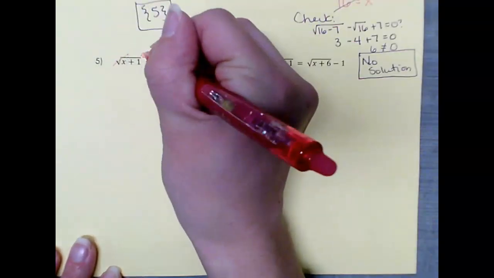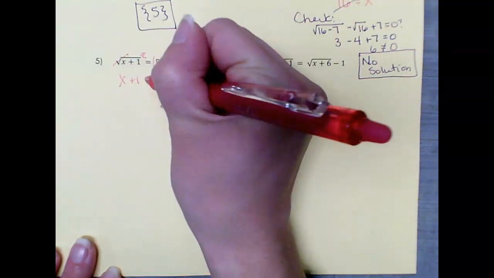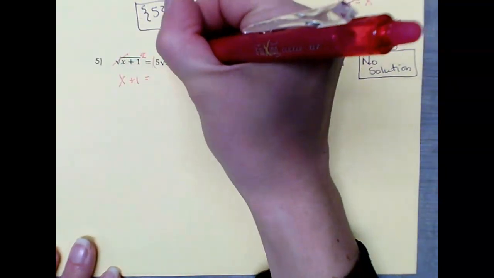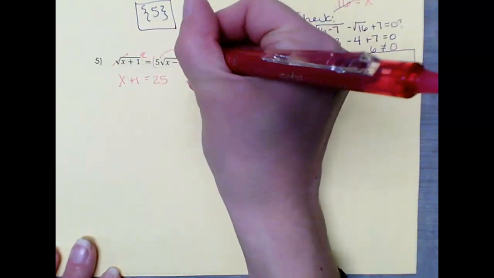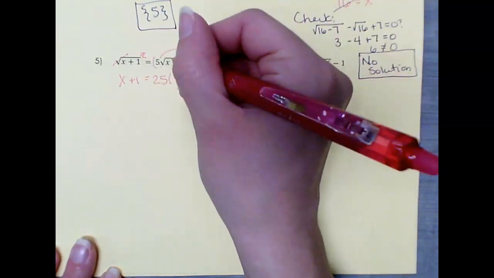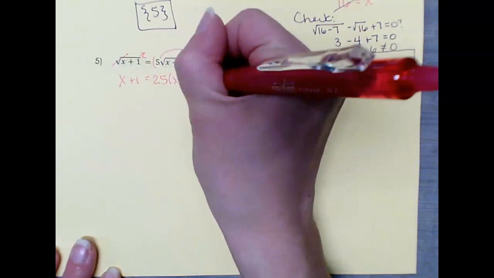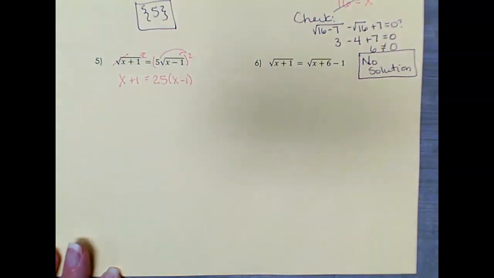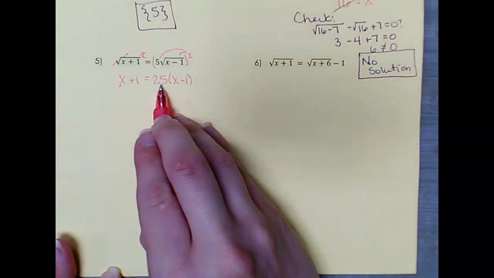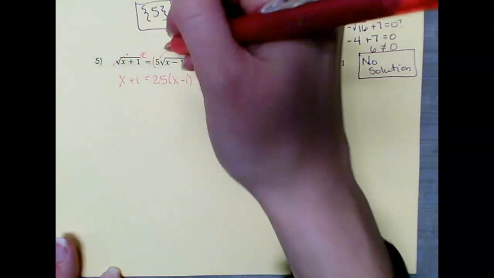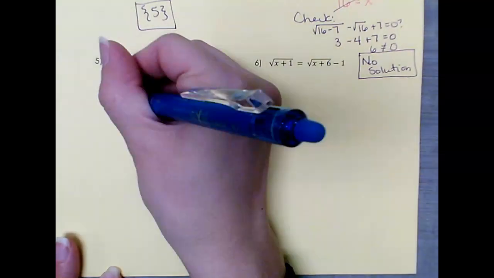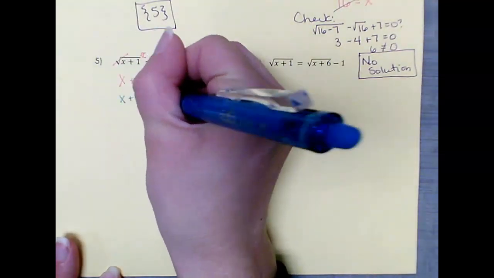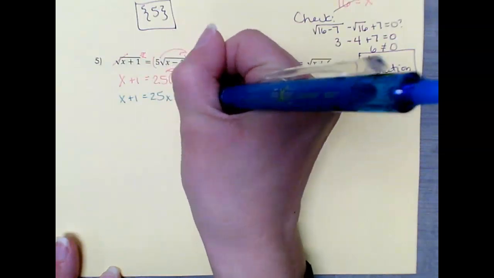That will get rid of the radical here, and I'll have x plus 1. And if I square 5, then I get 25. If I square the square root of x minus 1, then I get x minus 1. Oh, this looks great. What do you do when you have a number out in front of parentheses? You distribute. So I have x plus 1 equals 25x minus 25.